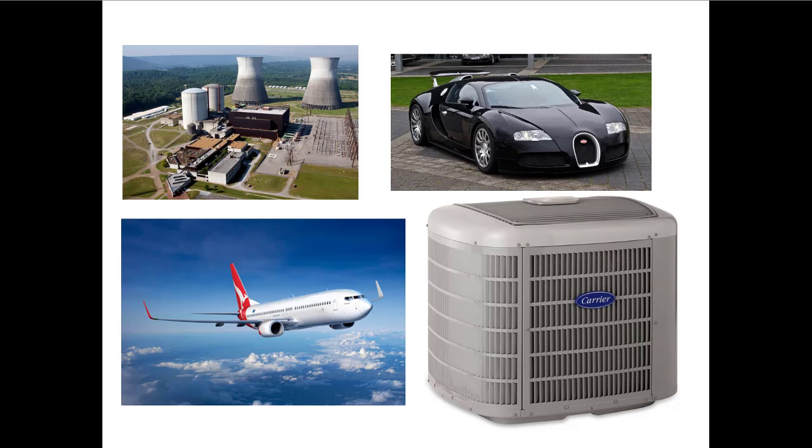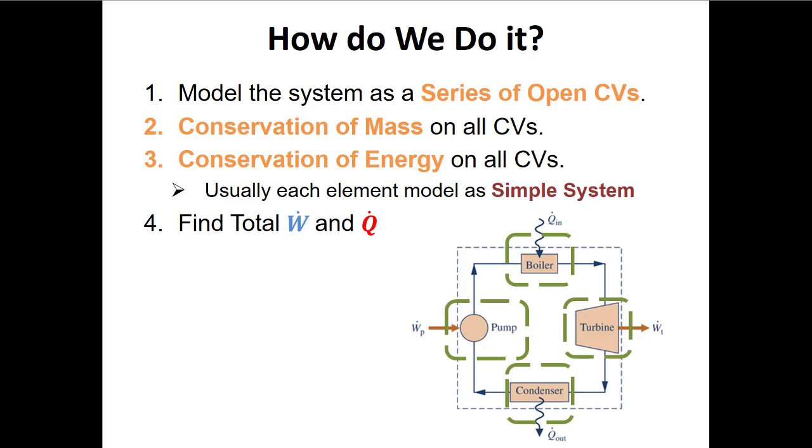So we're going to put these things together to understand how power plants work, how automobile engines work, how jet engines work, and how air conditioners work. We do that by looking at each individual component, right? And each of these components will be open system components. So first, we have to look at each individual component, which is the skill we're trying to learn now.